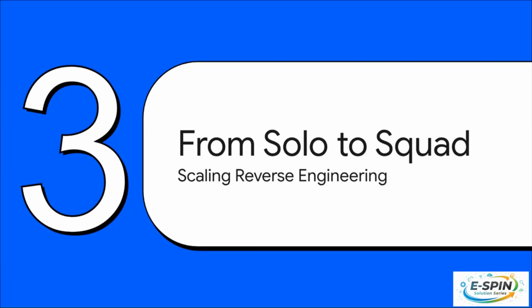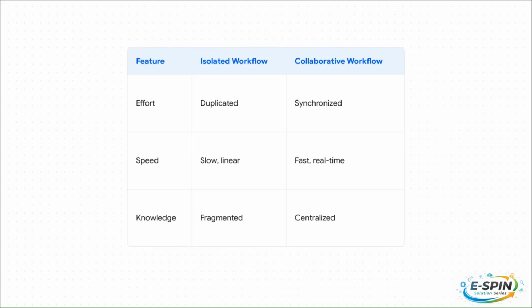But here's the problem. Modern malware isn't built by one person anymore. It's built by huge, sophisticated teams. So to fight a team, you're going to need a team. It's time to scale up. And this table just lays out the difference so clearly.